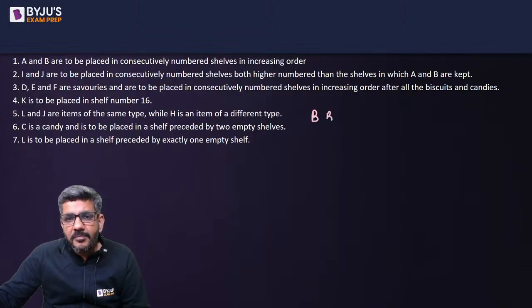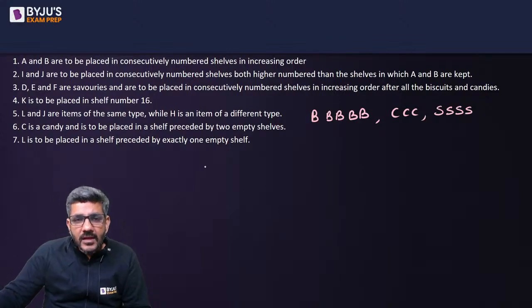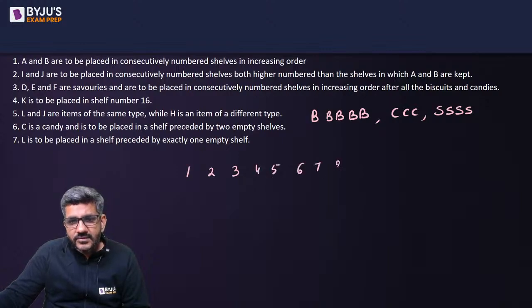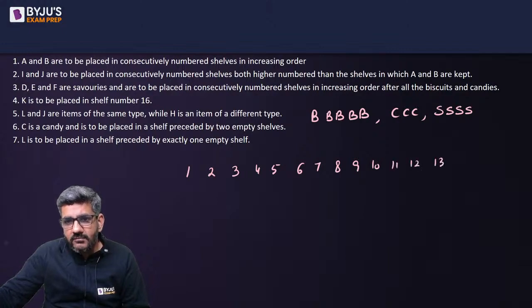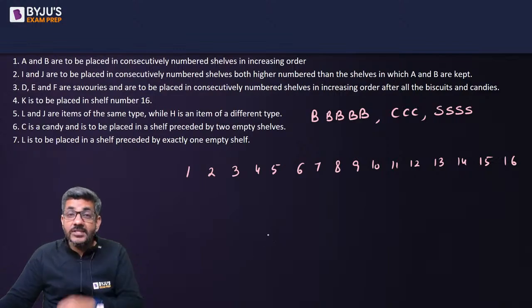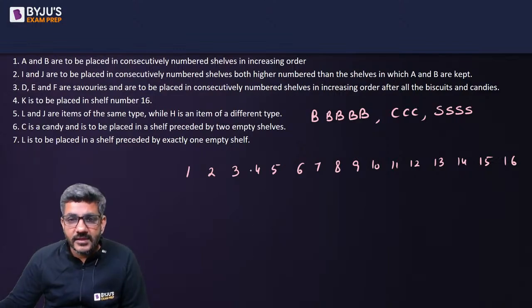There are 5 biscuits that he has told us, that 5 biscuits are there. There are 3 candies and there are 4 savories as well. And the number of shelves is 16. So 1, 2, 3, 4, 5, 6, 7, 8, 9, 10, 11, 12, 13, 14, 15 and 16. So these are the 16 shelves which I have to fill up with these now.